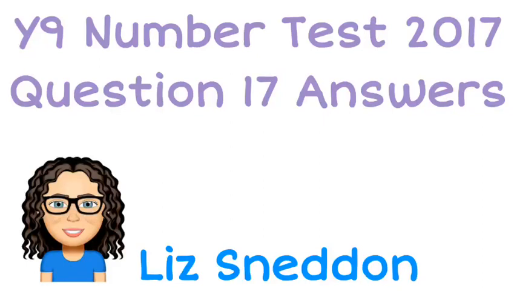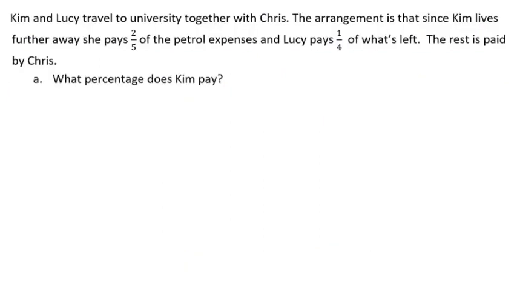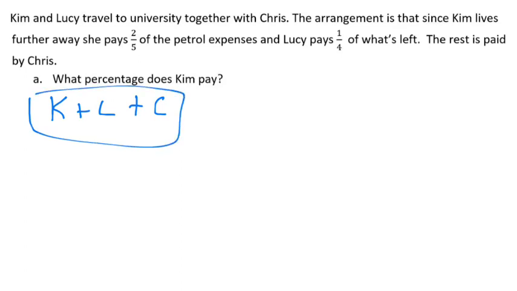Let's have a look at the answers to question 17. So Kim and Lucy travel to university with Chris. So there's all three of them that are going to travel together in the same car. Now the arrangement is that since Kim lives further away, she pays 2/5 of the petrol expenses.